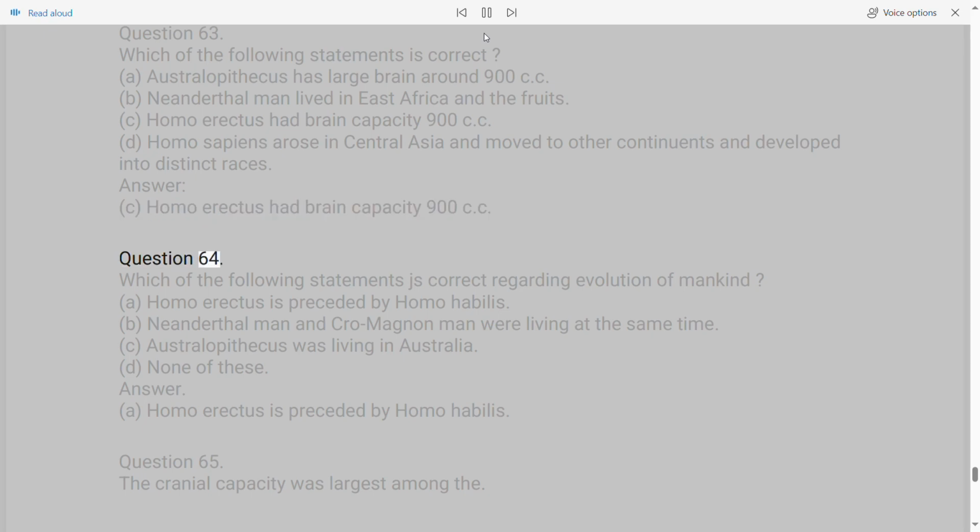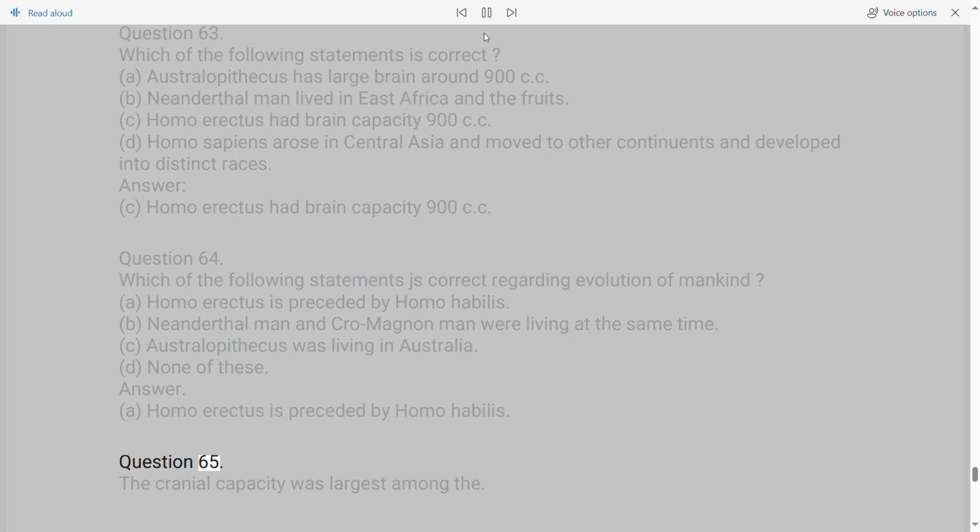Question 64. Which of the following statements is correct regarding evolution of mankind? A. Homo erectus is preceded by Homo habilis. B. Neanderthal man and Cro-Magnon man were living at the same time. C. Australopithecus was living in Australia. D. None of these. Answer. A. Homo erectus is preceded by Homo habilis.